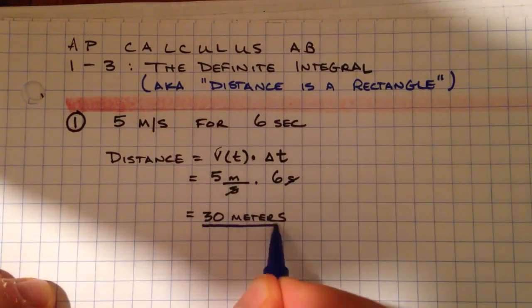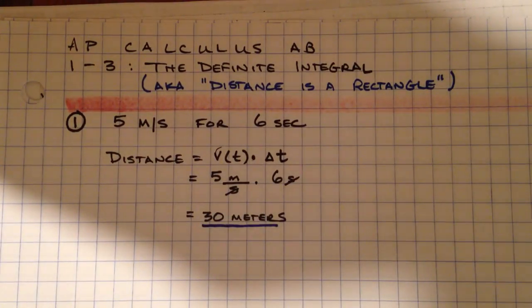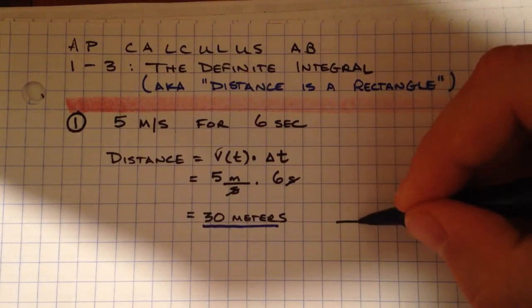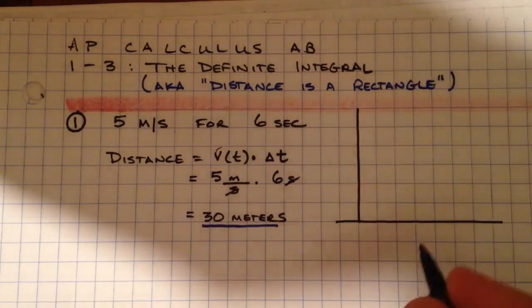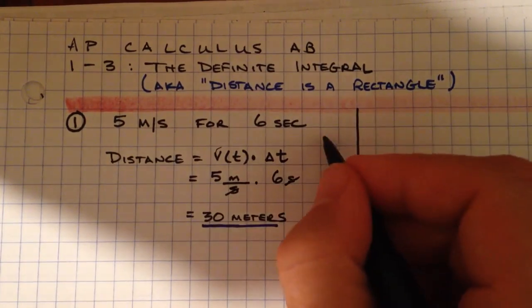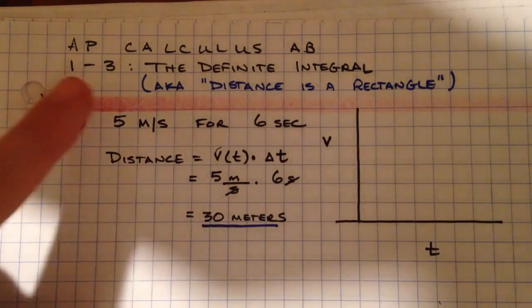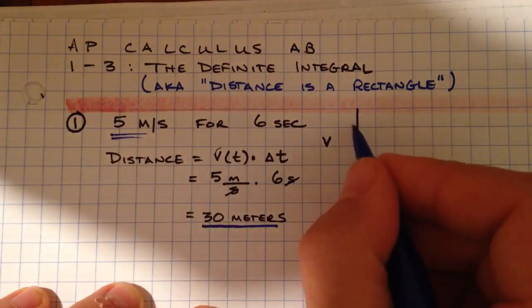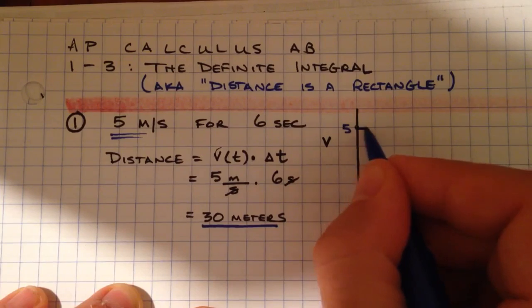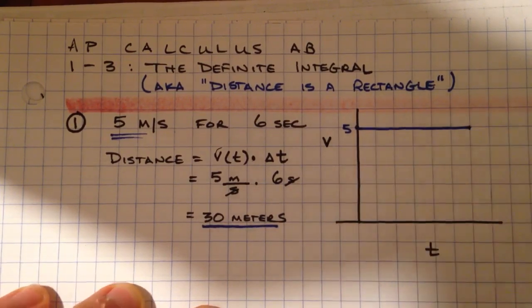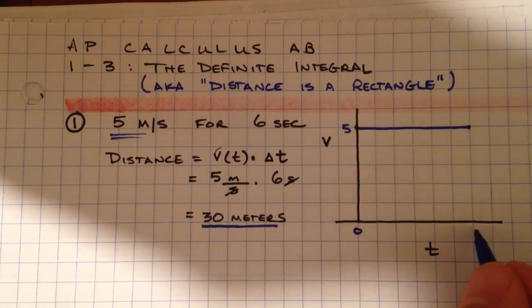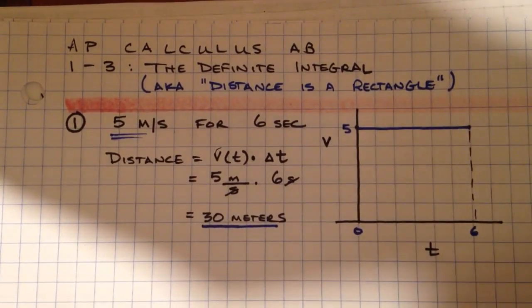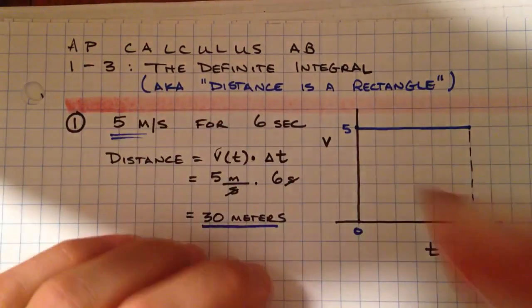Now I challenge you to think about this graphically. Let's sketch a picture. So here's the time, here's the velocity as a function of time, and right now our velocity is constant. So at 1, 2, 3, 4, 5, I'm going to draw a horizontal line that runs for 6 seconds. So here's 0, here's 6 when we stop, and notice that we have a, ta-da, rectangle.